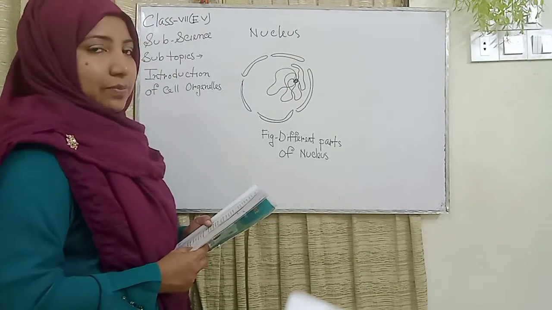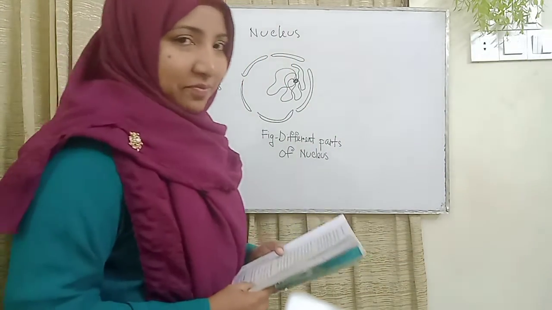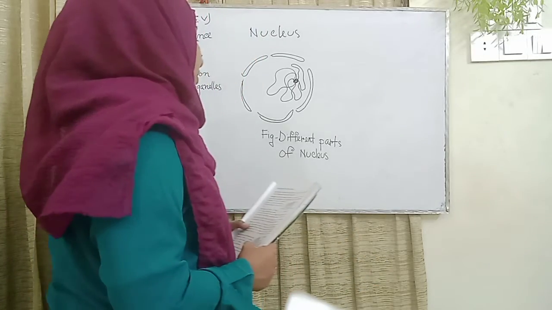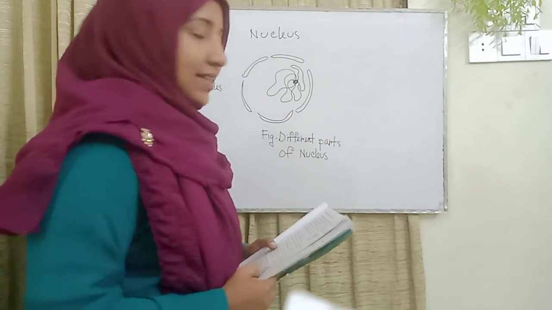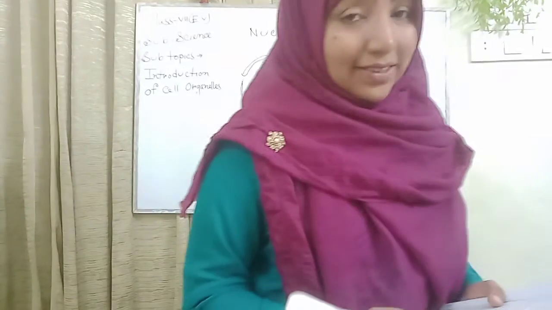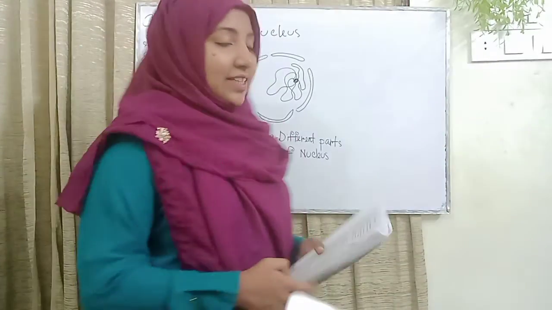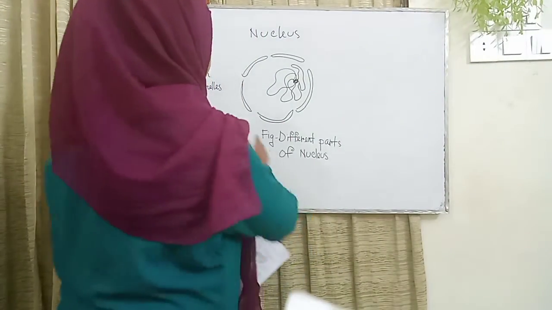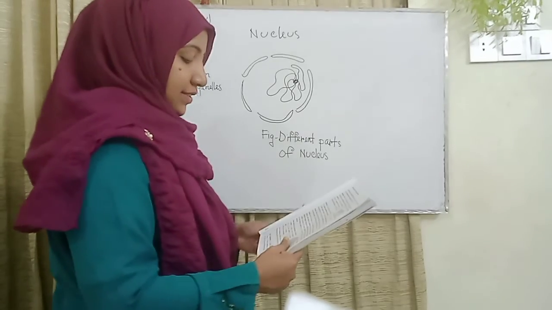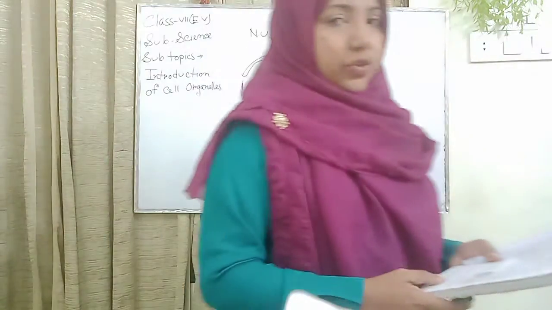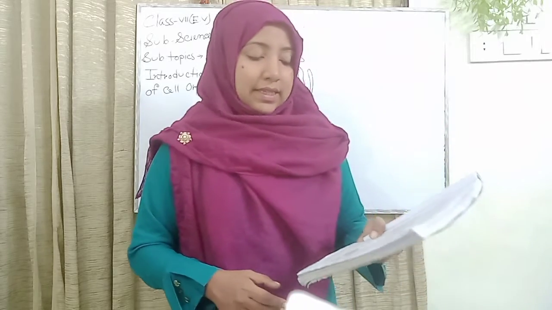Now, my dear students, today I will explain the head of the cell organelles. Here is the brain of the cell organelles. The other name is the nucleus. Now I will explain the nucleus. I will draw the different parts of the nucleus. Here are the different parts of the nucleus.